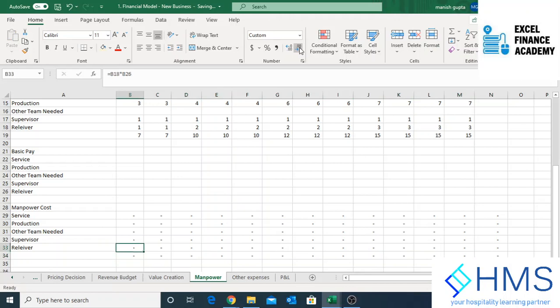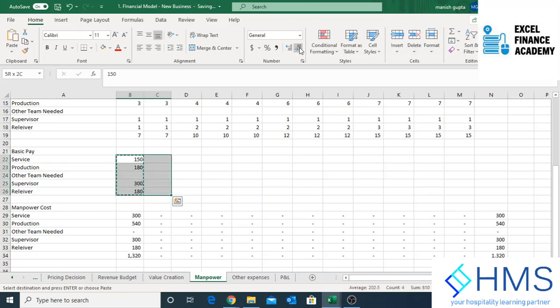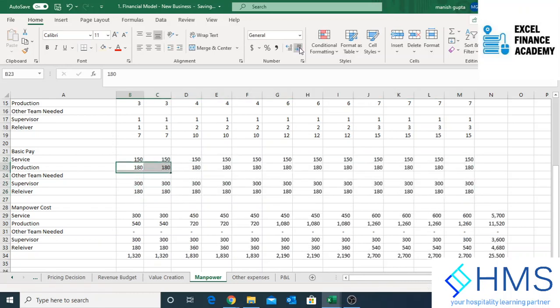First, now we have to identify just the basic pay. So let's say service person average basic pay for one person is, in terms of dollars, about $150. For production it can be slightly more expensive, let's say $180. Supervisor may cost you $250 maybe, or $300, let's say. A reliever may cost you, let's say, $180, because you need a multi-skilled person. So this is the number of people you need, and then we use this for the whole year. Now you get the cost of labor.